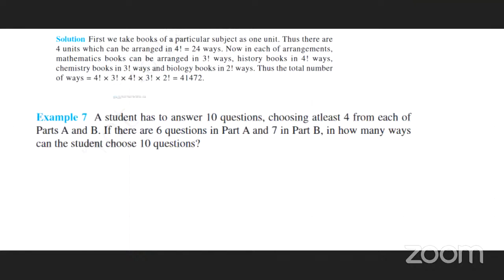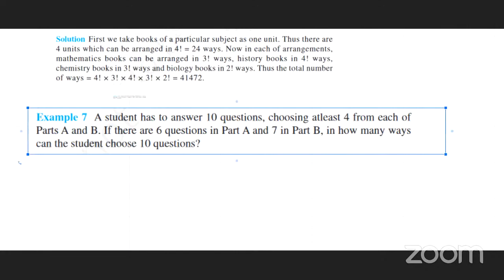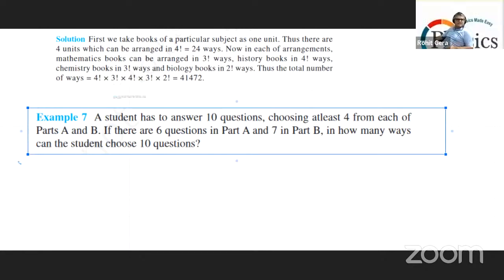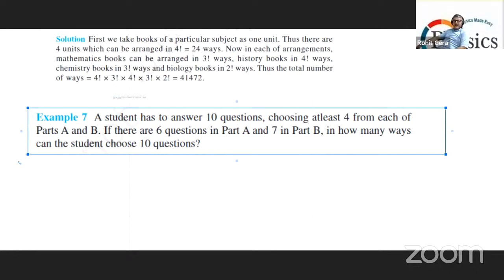It is a challenger question. I found Nagi to be a very tough one. More than Nagi, the toughest for me was the 6th one. I understood the pattern of the 6th one by then. Nagi was out of the blue, suddenly came from nowhere. Nagi: at least 4 from each part. We have to answer 10 questions.